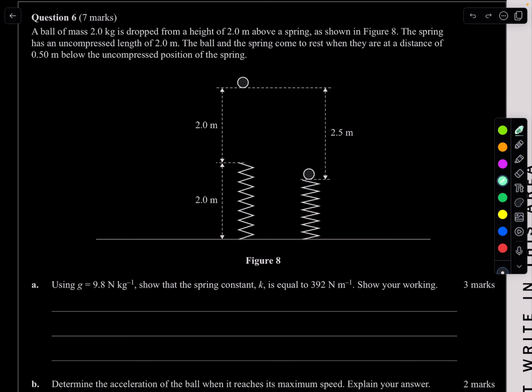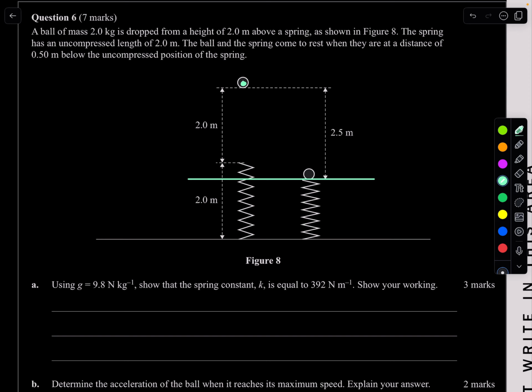Show working out. So to be honest, whenever I see springs, the best way to do them is by using energy conservation. How? Well, I will make this the surface, the ground.